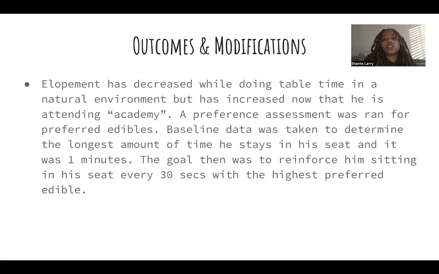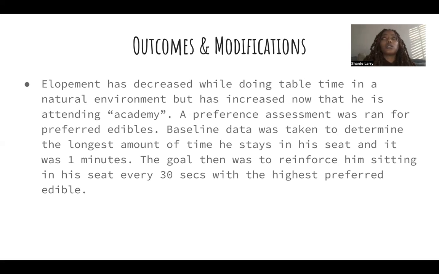Outcomes and modifications. When he first started, he was not in Academy. We have this Academy program, which is basically helping get your kid used to being in a school setting so that it prepares them for kindergarten. Elopement has increased in this setting. We can't seem to get him to sit at the centers to complete the work, or stay during circle time.